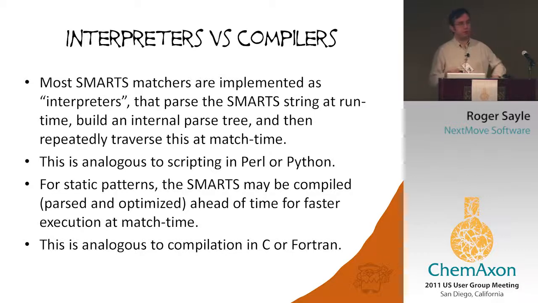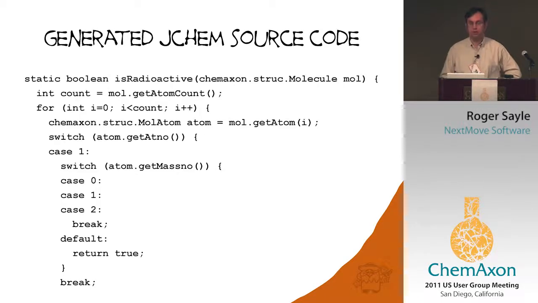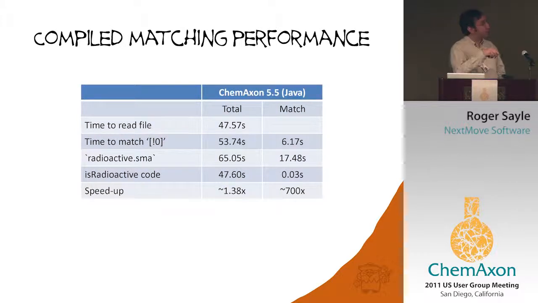It turns out for static patterns or substructures that don't change very often, you can compile them in advance. It effectively says, well, here is the code that I would write in order to do that match. Analogous to the way that C or Fortran is executed. Essentially, you generate the Java code way ahead of time and match over that. So essentially, you can read in the SMARTS pattern that we just saw and automatically transform it into a Java class or method called isRadioactive. You pass in a molecule that zips over all of the atoms and does the switch on the atomic number and then switch on the mass number. And as if by magic, you then just link that into the same program.